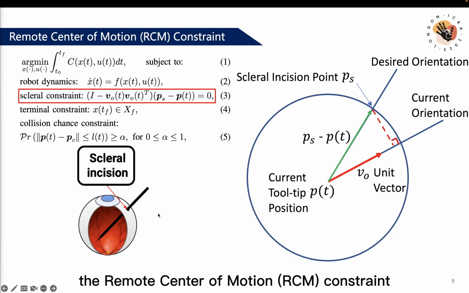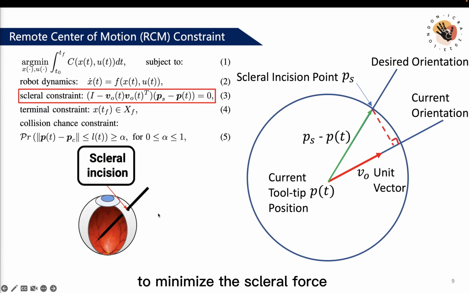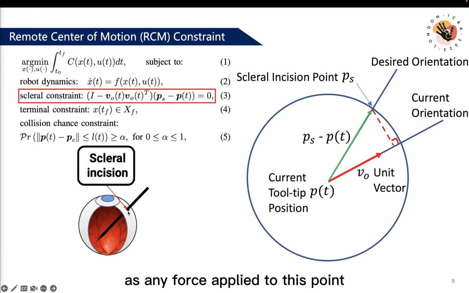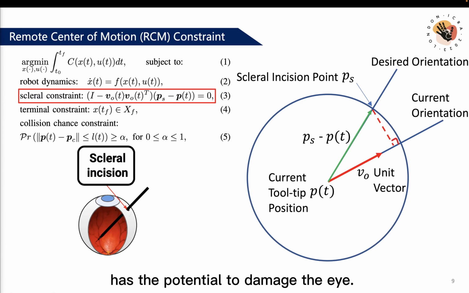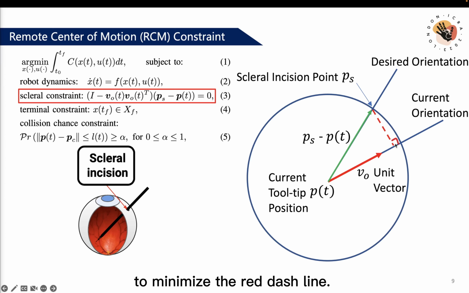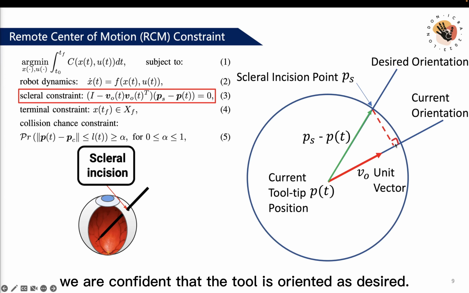We implement the RCM constraint to minimize the scalar force applied to the scleral insertion point by the surgical tool. This is crucial, as any force applied to this point has the potential to damage the eye. To achieve this, we include equation 3 in our cost function to minimize the red dashed line. When the value of this line is 0, we are confident that the tool is oriented as desired.